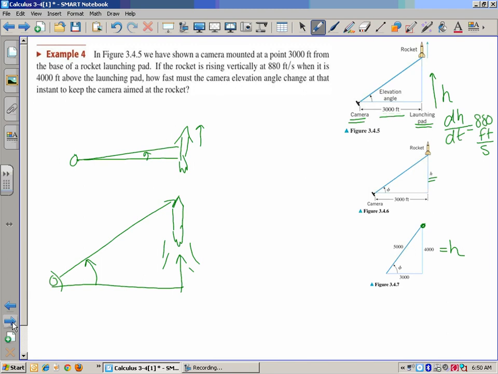Okay, so I'm looking for d theta/dt. I want to know the rate at which the angle is increasing with respect to time. The reason I said it's increasing is because in my head I have to visualize this should be a positive number when I'm done. It is increasing. It is growing in size.